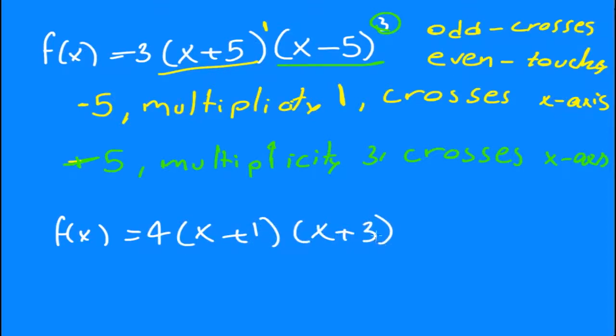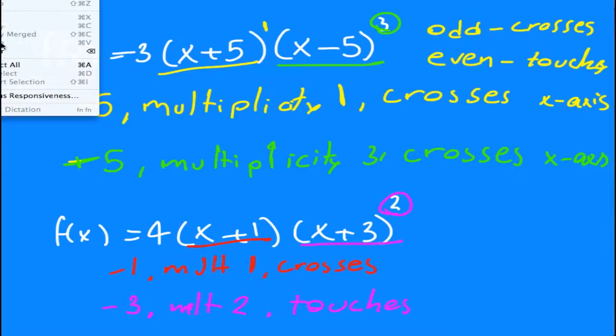Now, what would happen if we were given f of x equals 4 times (x plus 1) times (x plus 3) squared? Well, that's easy, right? It's negative 1 with a multiplicity of 1 and it crosses, right? For the first one. And then you got here negative 3 with a multiplicity of 2. So since the multiplicity is even, then it touches the x-axis.